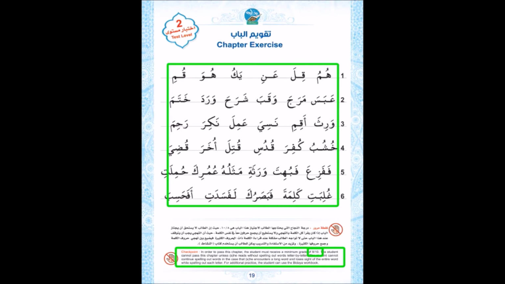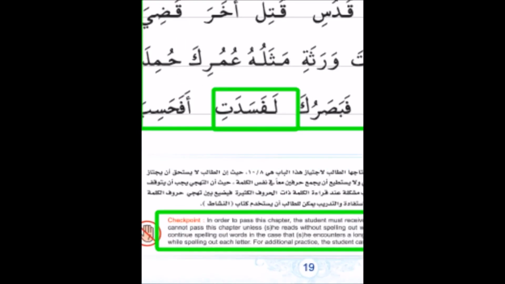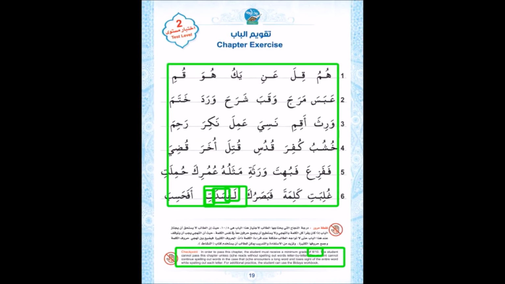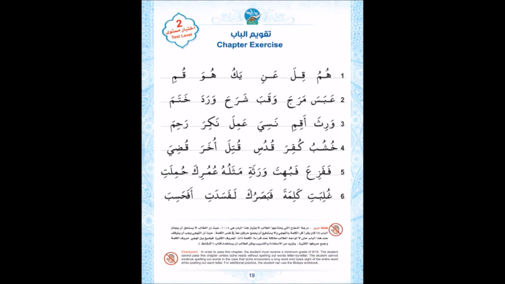For example, in la fasadati, the student should at least read it in this way, connecting the first 2, the second 2, and leaving the third letter alone. For example, la fa sadati, la fasadati. In this way the student will have less difficulty in the coming lessons, because it's expected that he or she can read words without spelling them letter by letter.